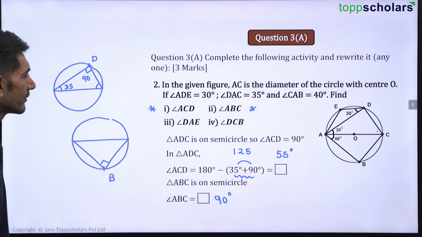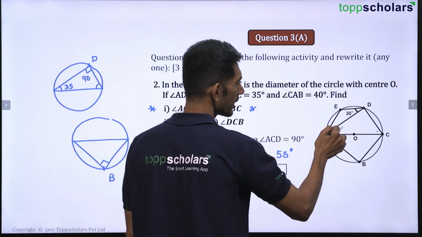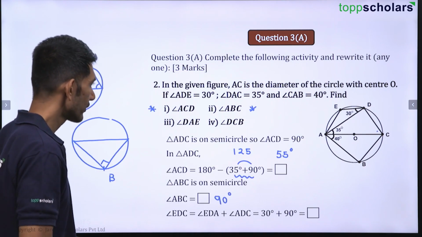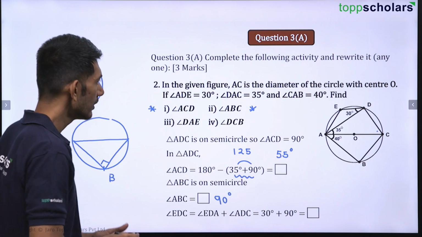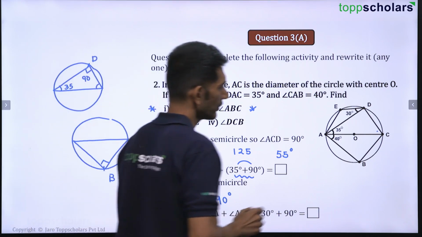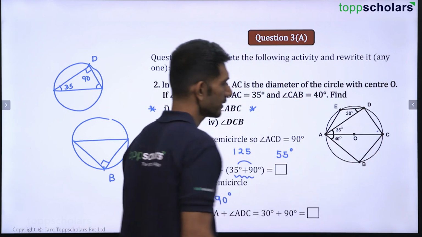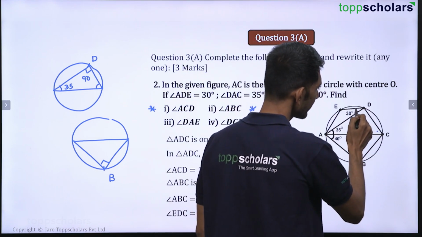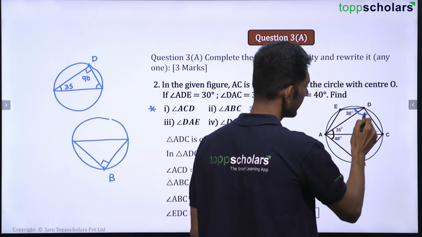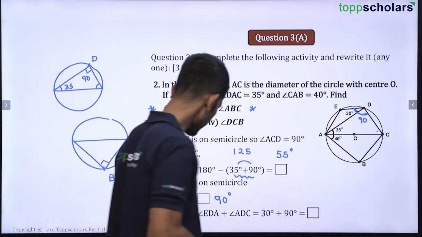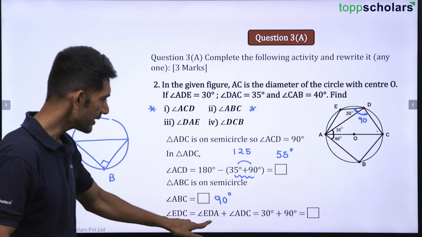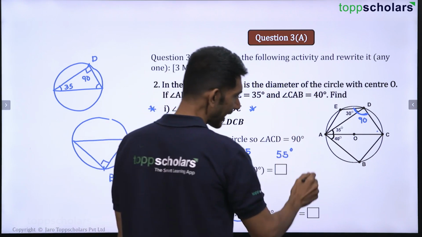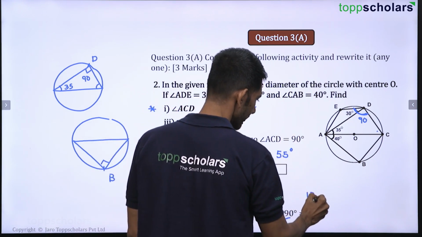Let's talk about DAE. Okay. Now focus very carefully. Observe very carefully. Let's talk about EDC first of all. To find out angle EDC, this entire angle, can I say this is 90 and this is 30. So EDC will be EDA plus ADC, which is 30 plus 90, they have already given. So that entire angle becomes 120 degrees.